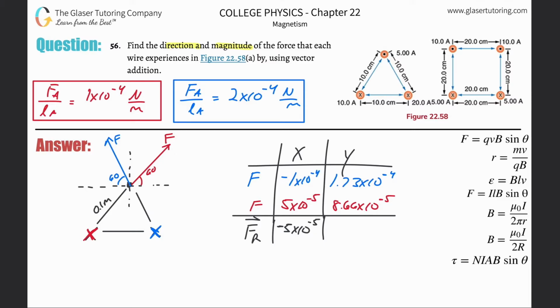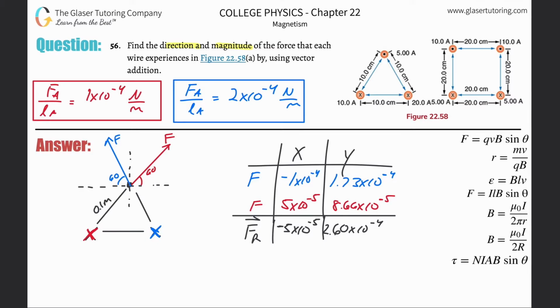And then how about the Y's? Add them together. So I'm going to use the exact values. So take those two values there and add them. So I get about 2.60 or so, 2.60 times 10 to the minus 4th. Now, those are the components.